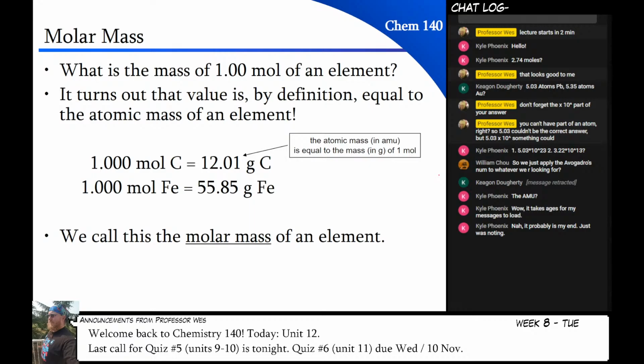So you could write the relationship for any element. If I was going to take chromium, where's chromium on the periodic table? 1 mole of chromium is equal to, it's element 24, and this is 51.996 at the bottom, 51.996 grams of chromium.